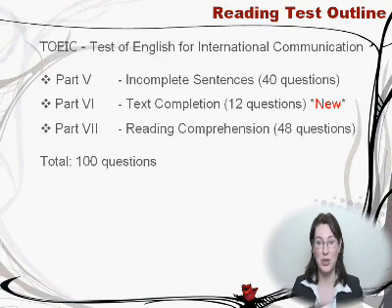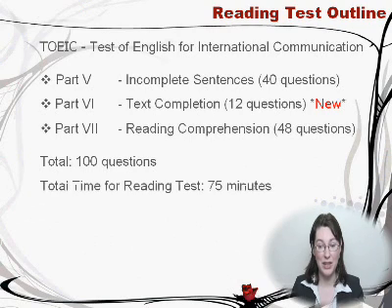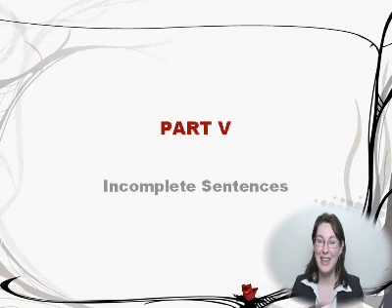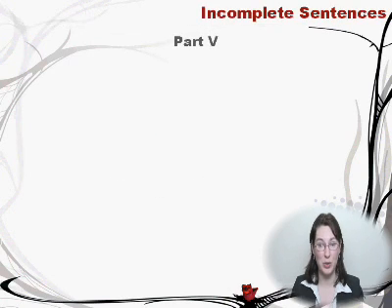In total, there are 100 questions. And the total time for the reading test is 75 minutes. So we're also going to look at time strategy. How can you answer all these questions in 75 minutes and answer them accurately? That's what we'll be looking at in this course. So, let's start by having a quick look at part 5, incomplete sentences. We're going to do a few examples from each part to give you an idea of what the course will be like.